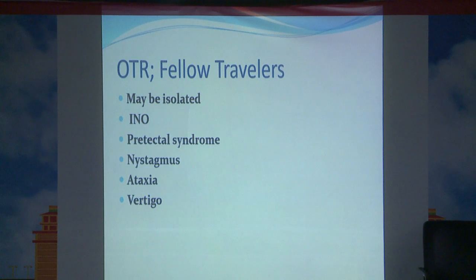Fellow travelers, as I said, you can have an internuclear ophthalmoplegia, or you can have a pretectal syndrome. In this, upgaze is limited, downgaze can also be limited, the pupils are semi-dilated, and there is convergence retraction nystagmus. This picture happens because of lesions in the posterior commissure. Because these structures are lying close by, you may have a pretectal syndrome with a skew deviation. Same thing happens with the INO. You can also have nystagmus, ataxia and vertigo, because it involves the vestibular structures, but not in all cases.